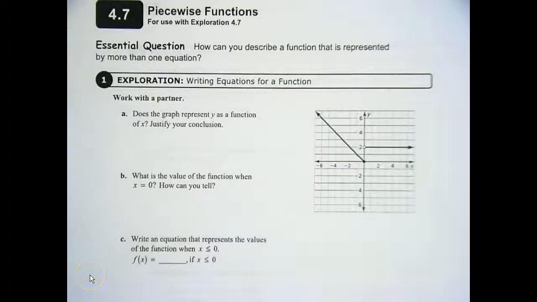Page 126 of your student journal. Today we're going to deal with piecewise functions. I want you to complete exploration number one with your groupies, please.